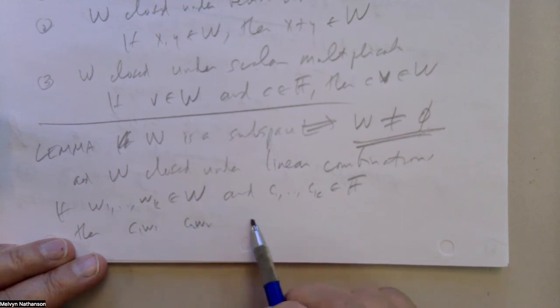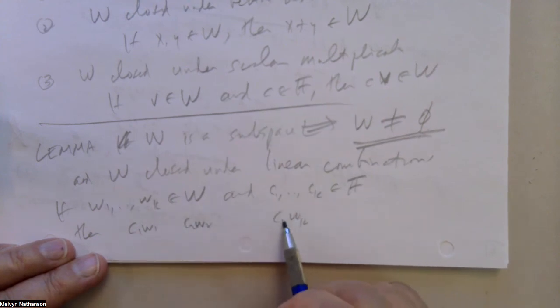That means if w1 up to wk are vectors in W, and c1 up to ck are scalars, elements of the real or complex numbers, then I can multiply w1 by c1, I can multiply w2 by c2, and so forth. I can multiply wk by ck. I can add them all up. That's what we call a linear combination of the vectors. So W is a subspace if and only if it's a non-empty set of vectors closed under taking linear combinations.